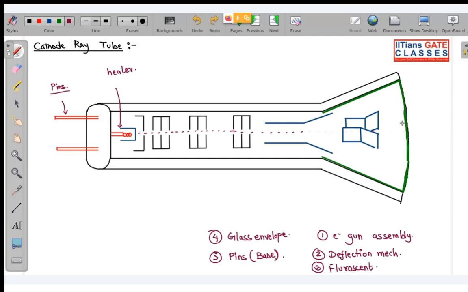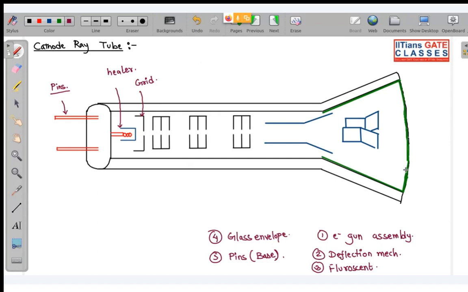Now how is this beam generated? Electrons are emitted in all directions, but with the help of one more element over here, known as the grid, we get a fine beam. This grid channelizes the electrons and creates a fine beam which is going to hit the screen. Up to this point, is it clear? Any doubt?